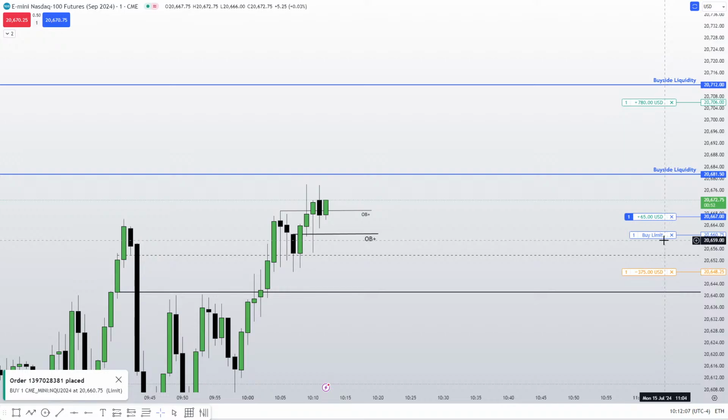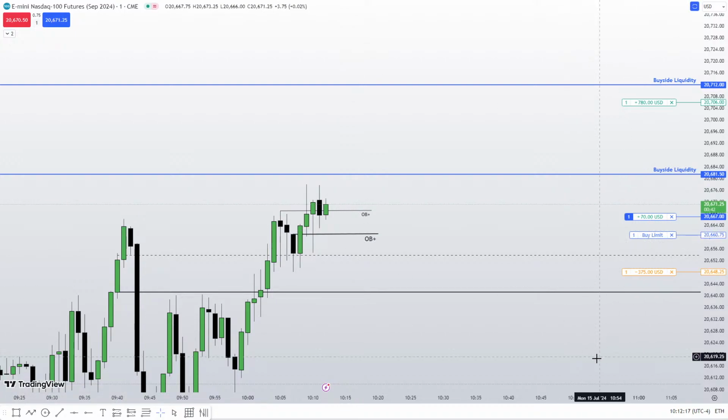I'm going to set a buy limit here at the opening again. If it trades toward the opening again, I will get this order filled. The stop will be below the order block and the target is 20706.